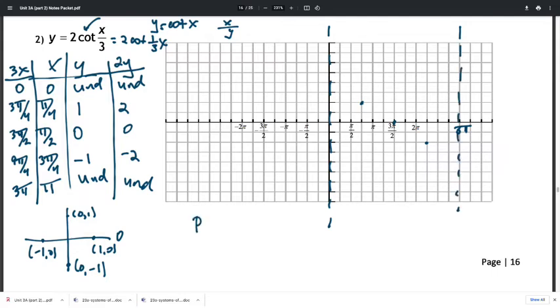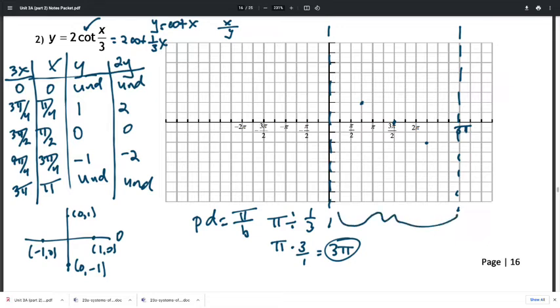So remember, our period is pi divided by b. We're doing pi divided by 1/3, which is really pi times 3 over 1, or 3 pi. So my period is 3 pi, which means you should see that you're repeating every 3 pi units. And so this is the cotangent graph that has been horizontally stretched by 3, and it's also been vertically stretched by 2.